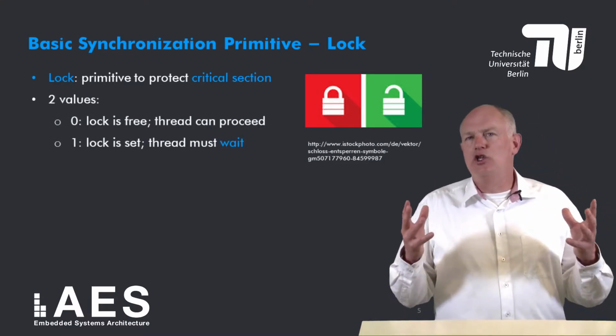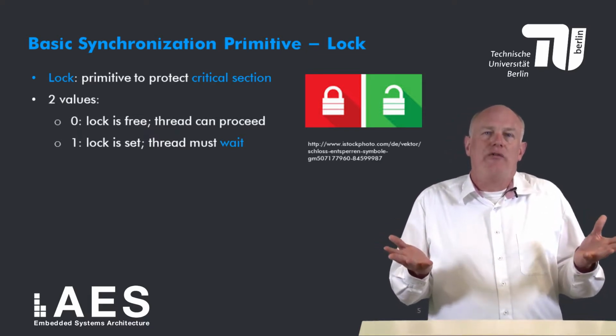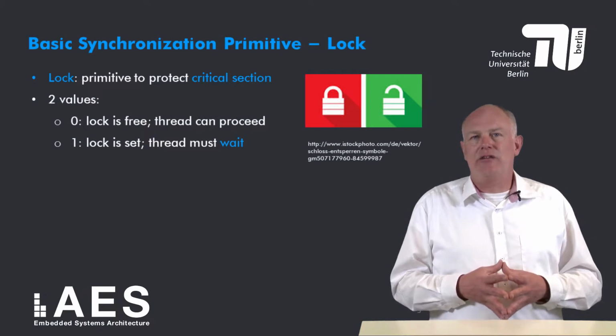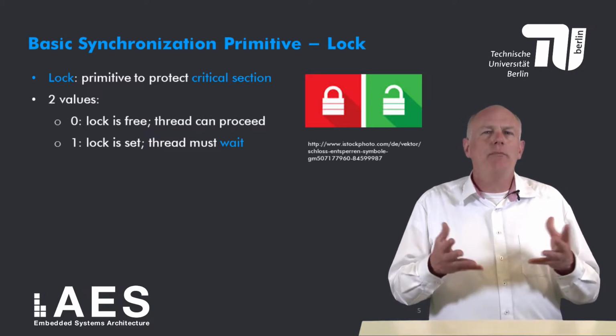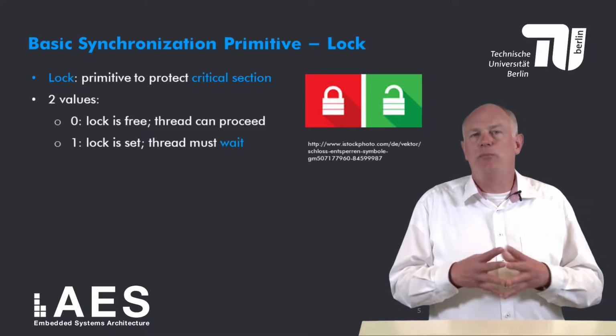A lock can assume 2 values, 0 and 1. 0 means the lock is free and that the thread can enter its critical section. 1 means that the lock is locked or set, and therefore the thread must wait.